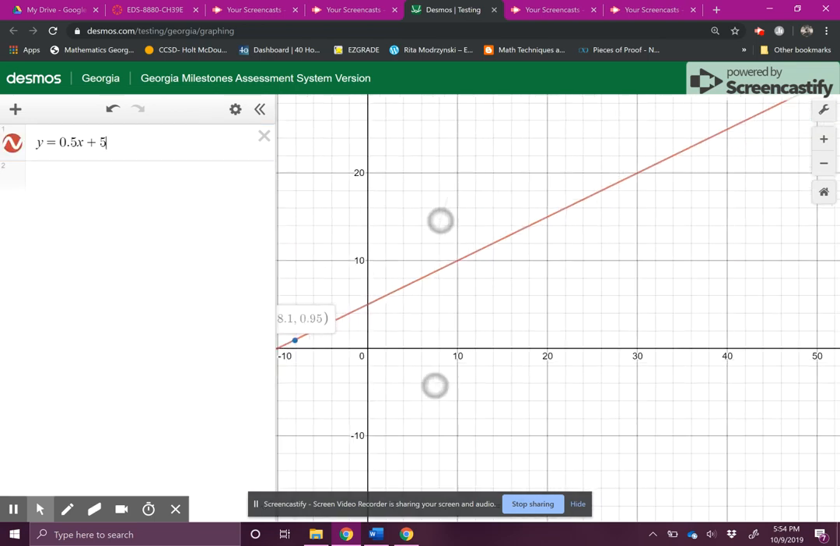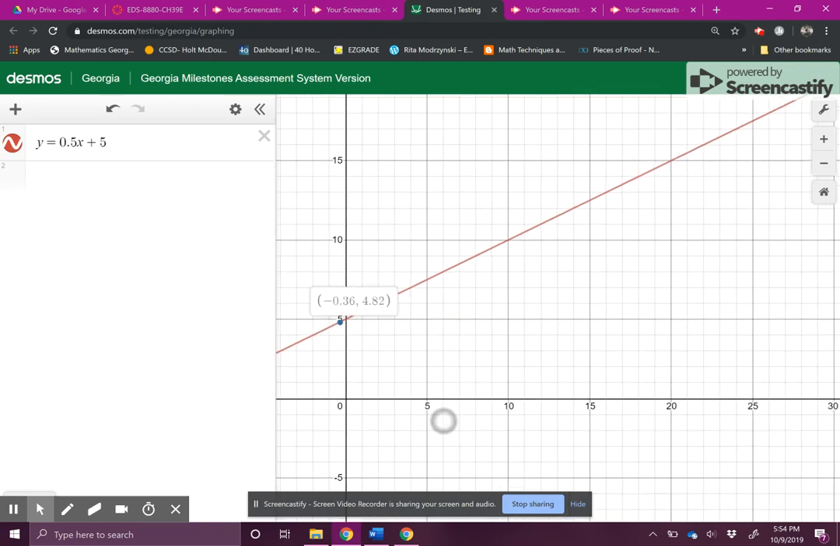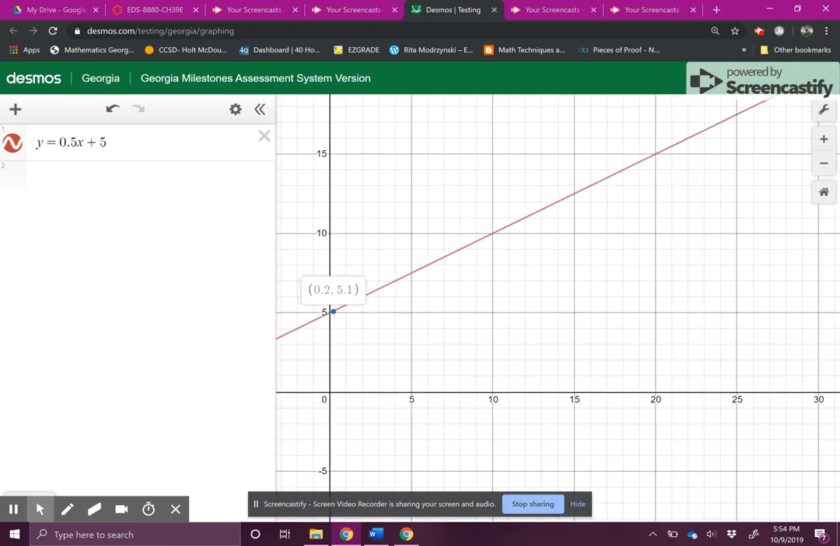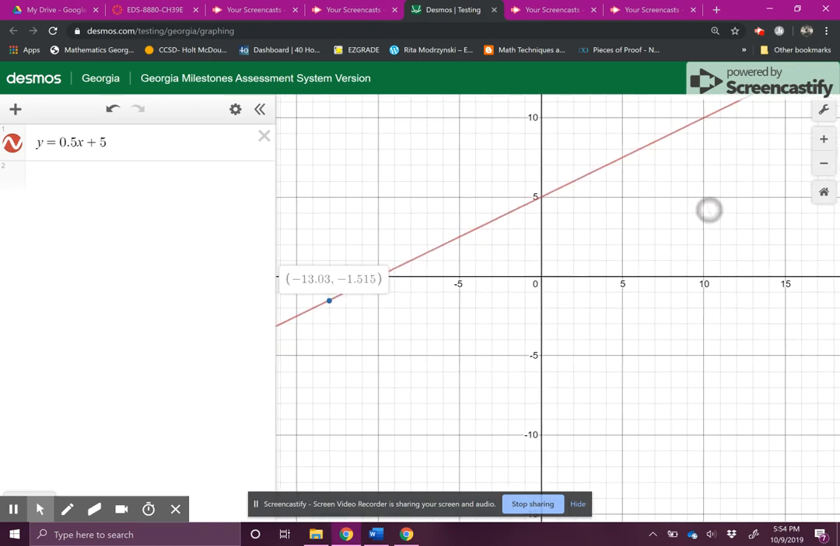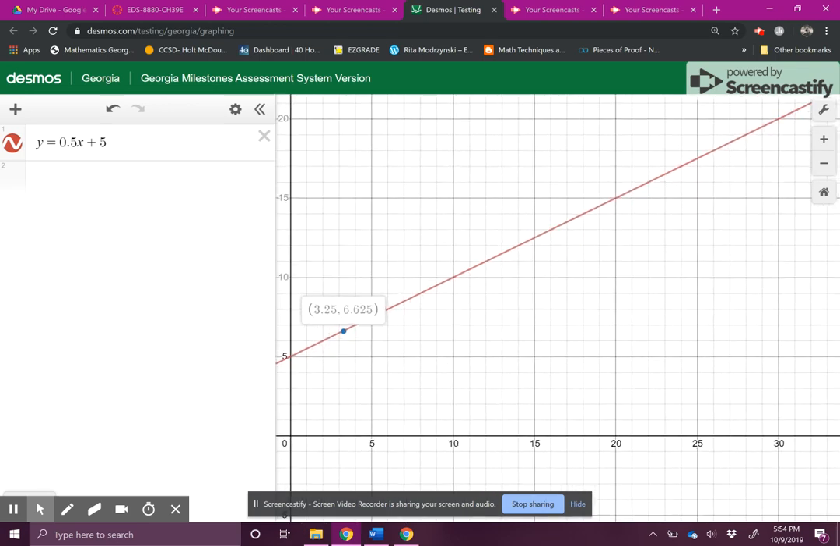And with your fingers, you can zoom in a little bit because I do not want to look at any other quadrant except for the first quadrant. Let's think about that. I can't have negative money and I can't ride negative rides. So the first quadrant is really the only thing that's applicable to me. So in our assignment, let's go back to that for a moment.